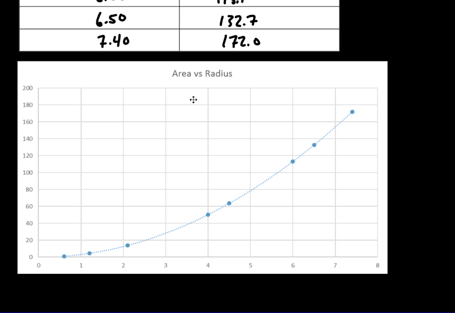We ran out of time here, so in the next video, we'll look at how we can pull a formula out of this type of information. So there's our data points, and there's our line of best fit.